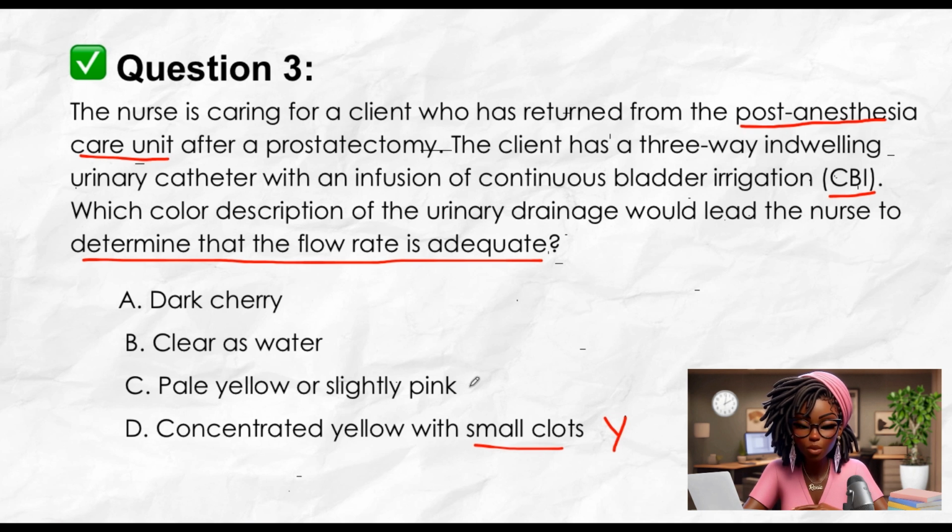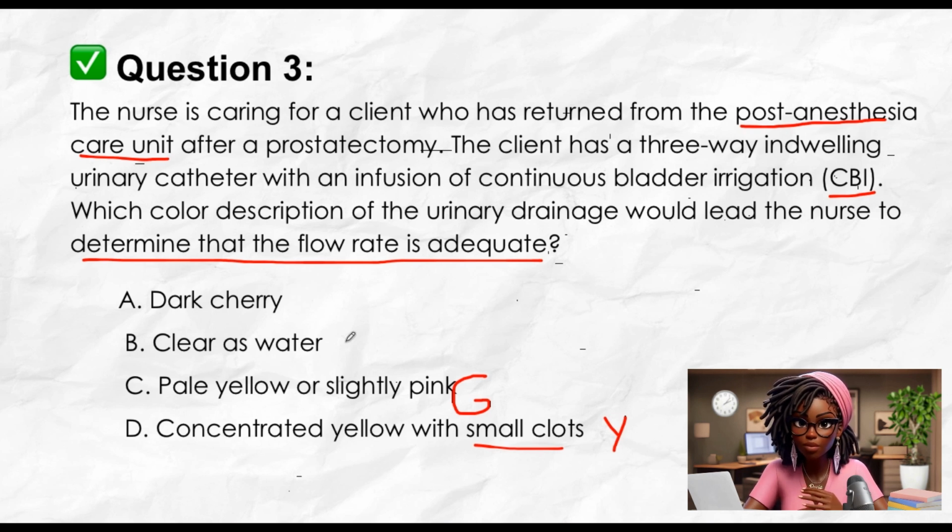Then we have B, which is clear as water. While this sounds clean and safe, it's not ideal, right? In this context, it can mean that the irrigation may be running too fast and it's diluting the urine. So there is that risk of over irrigation and bladder distension. So it's not dangerous, but not correct either. We will need to watch this closely. Therefore, I'm going to make this a yellow zone answer choice.